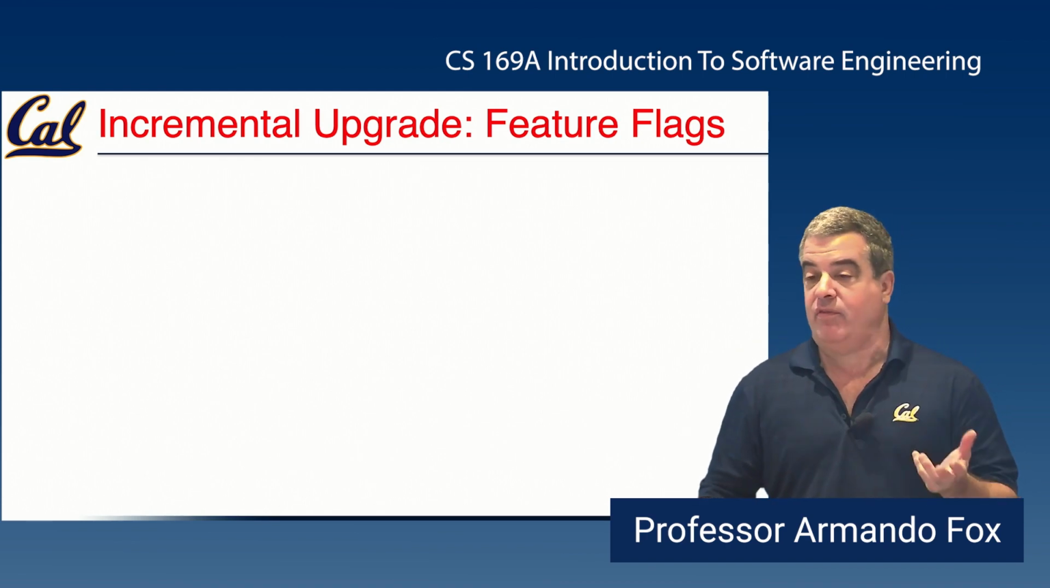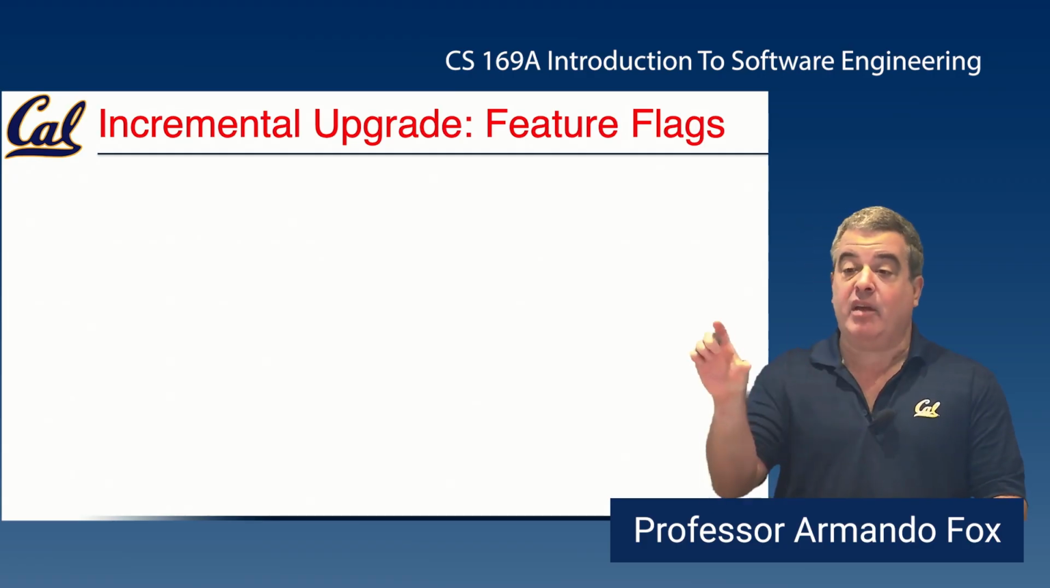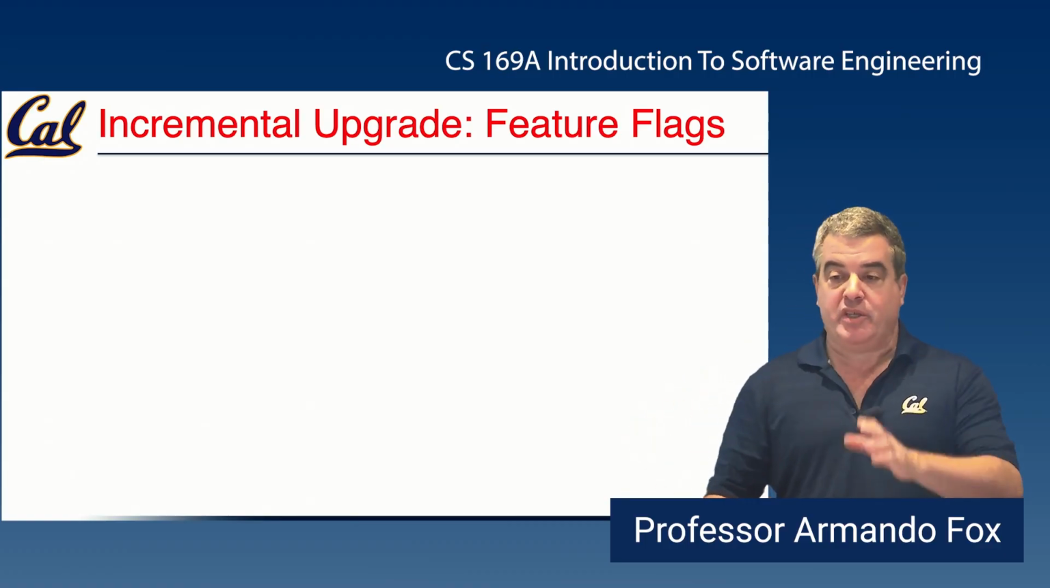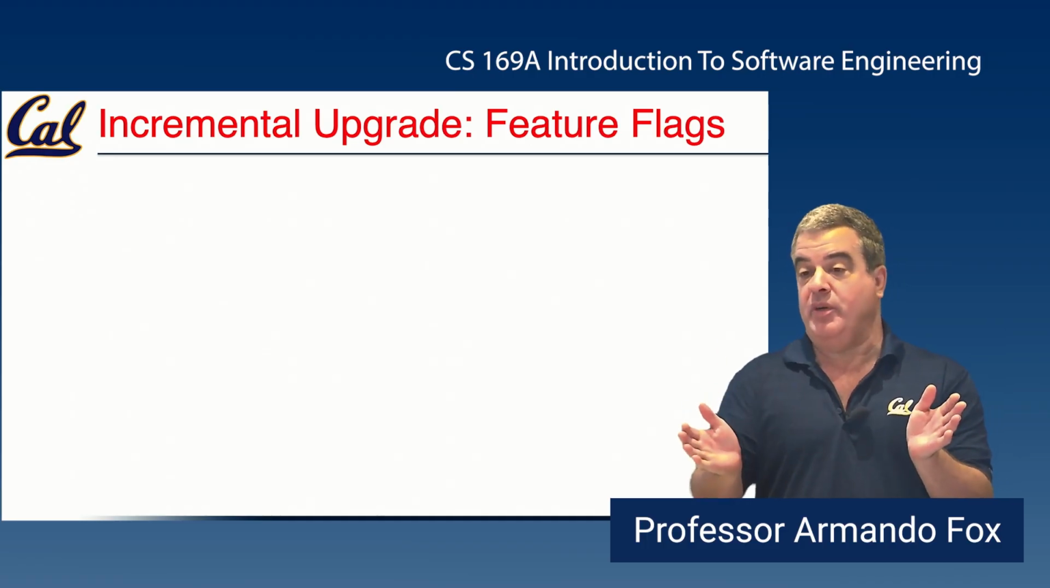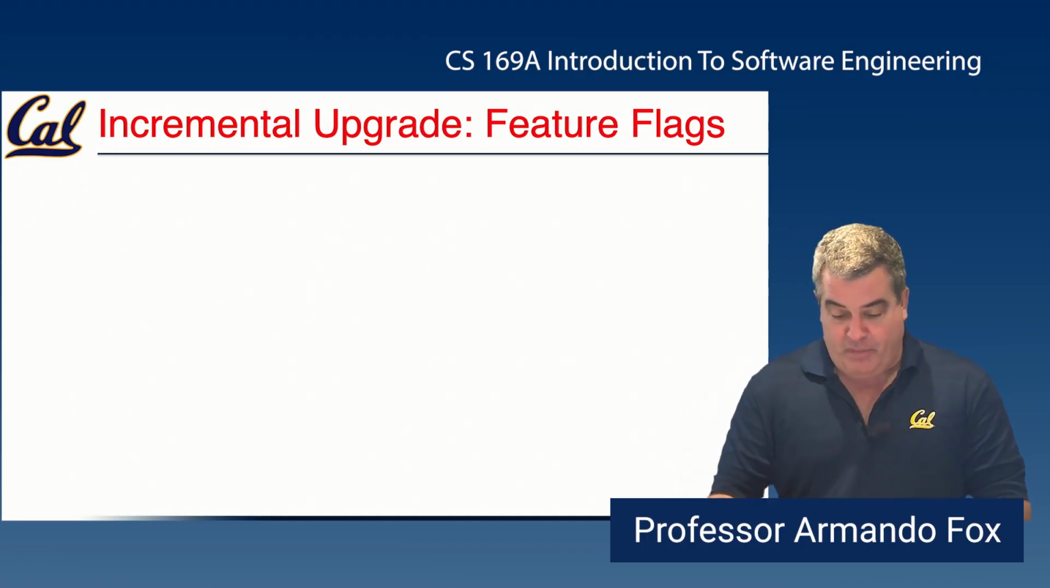And the value of the feature flag at any given instant of time determines which of those code paths is going to be followed. So think of the feature flag like a Boolean, and there's going to be a handful of places in the code where if the Boolean is true, you're going to do one thing, and if it's false, you're going to do a different thing. So how does this work?